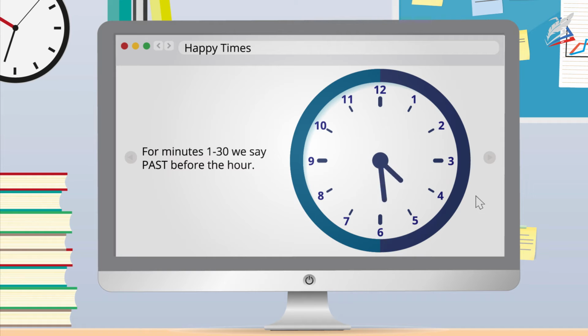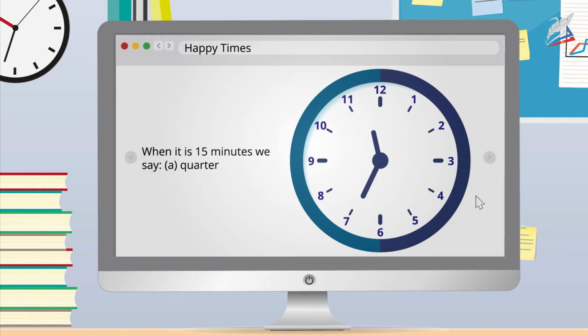For minutes 1 to 30, we say "past" before the hour. 11:20. It's 20 past 11. 4:10. It's 10 past 4. For minutes 31 to 59, we use "to" before the hour. 2:35. It's 25 to 3. 8:50. It's 10 to 9.